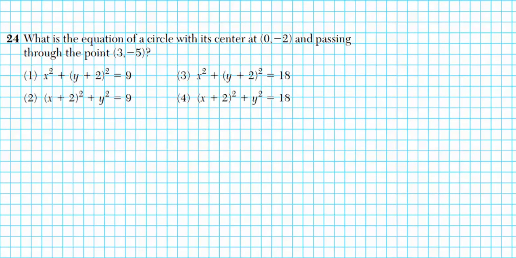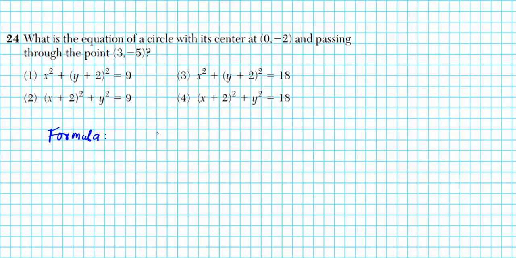All right, let's look at 24. It says, what is the equation of a circle with its center at (0, -2) and passing through the point (3, -5)? So we're going to be using the center-radius form of the equation of a circle to assist us here. So let's write down some formulas.